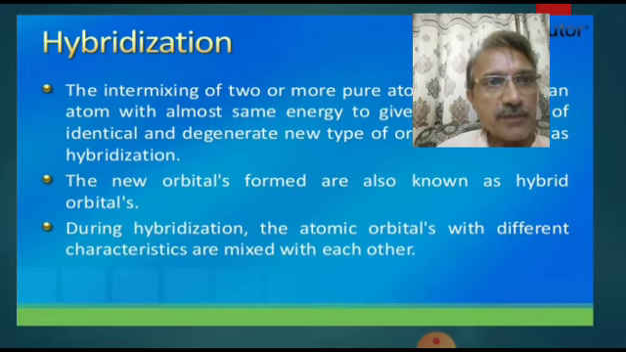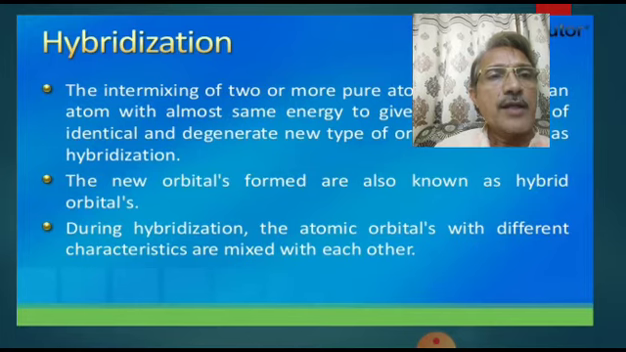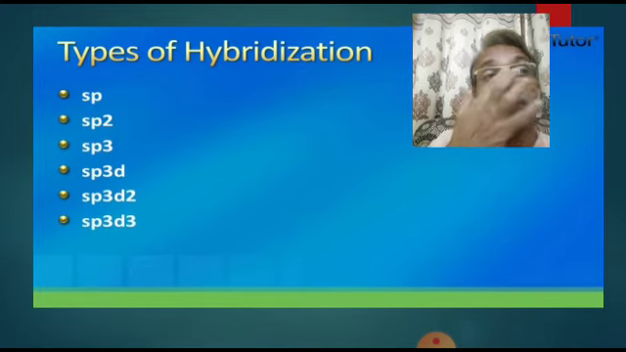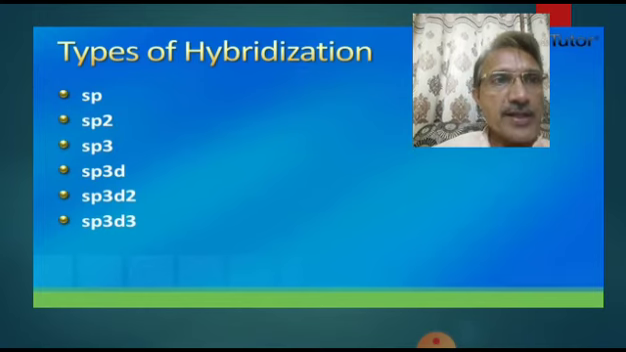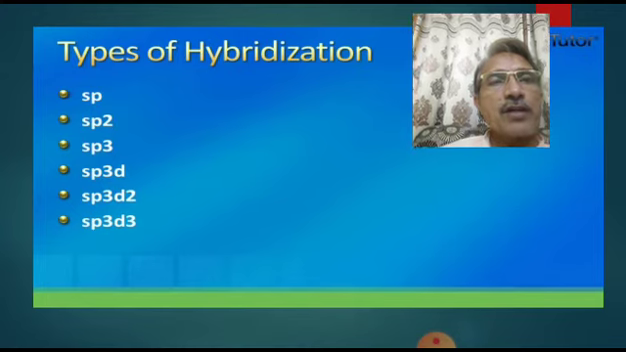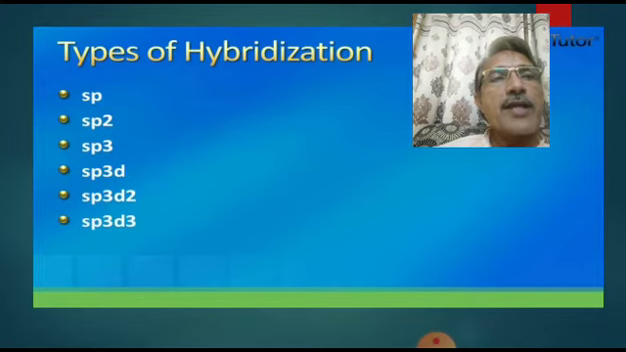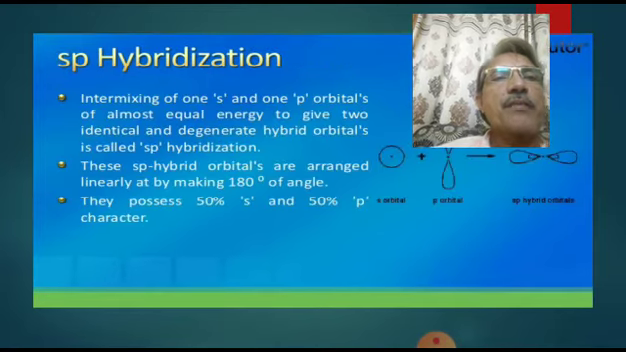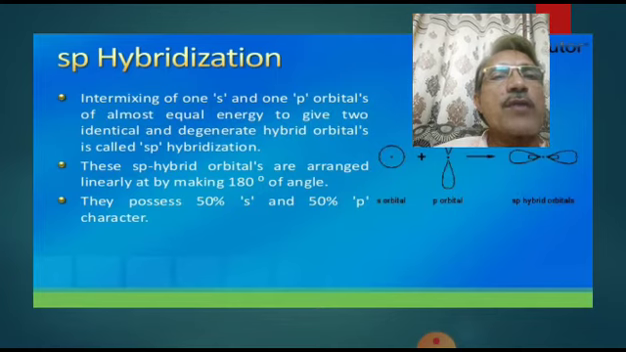During hybridization, the atomic orbitals with different characteristics are mixed with each other. Types of hybridization. There are 6 different types of hybridization: sp hybridization, sp2 hybridization, sp3 hybridization, sp3d hybridization, sp3d2 hybridization, sp3d3 hybridization. Now let us discuss in detail one by one.